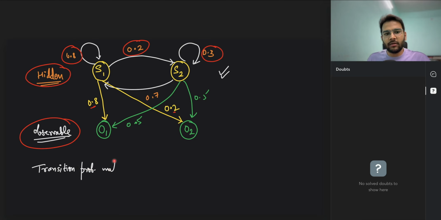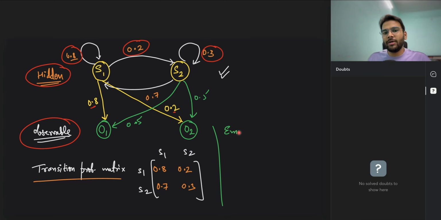So yes, we can write. We know how to write it, right? There are two nodes, S1 and S2. We can write easily from S1 to S1. That means if you are standing at state S1, what is the probability that the next state will also be S1? That is 0.8. So you will simply write 0.8 here. From S1 to S2, it is 0.2. From S2 to S1, it is 0.7. And from S2 to S2, it is 0.3. So this is your transition probability matrix.